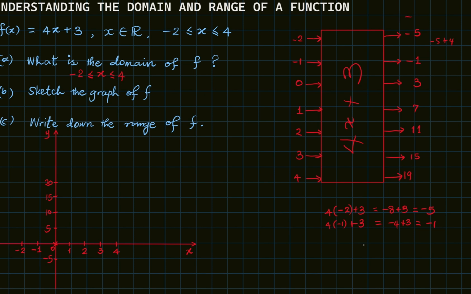For instance, -6 will be wrong because the allowance of x we have here will not churn out anything that is less than -5. And 20 will also be wrong because the highest we can have from these numbers that we are given is 19. Hence, to write down the range of f, I would say it is between -5 and 19.